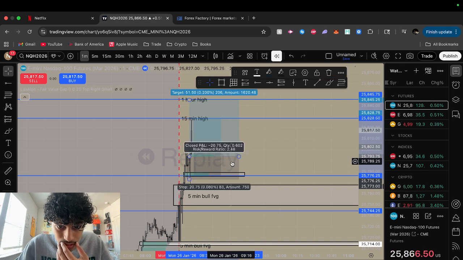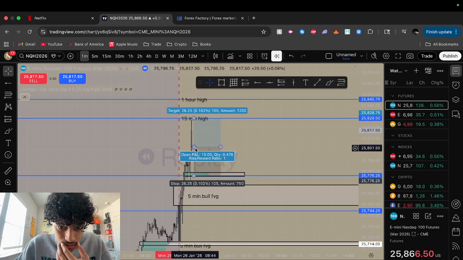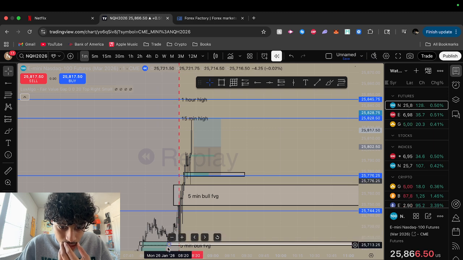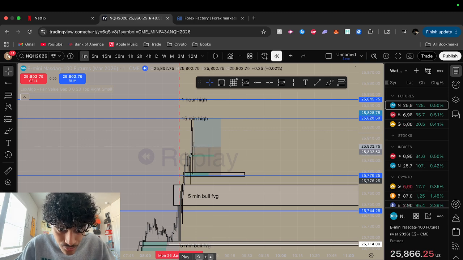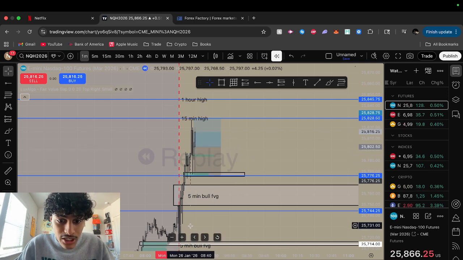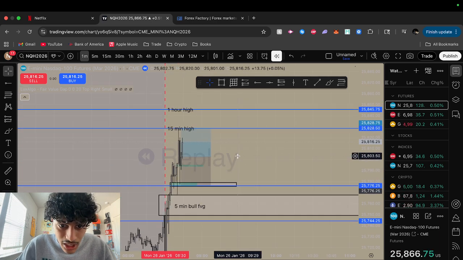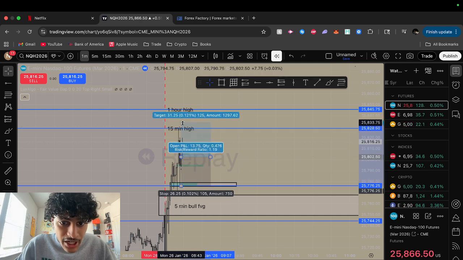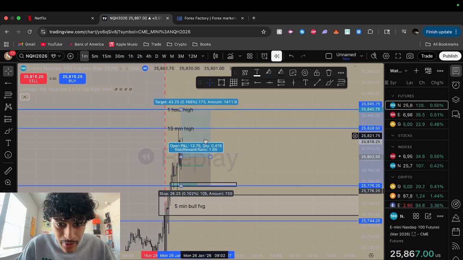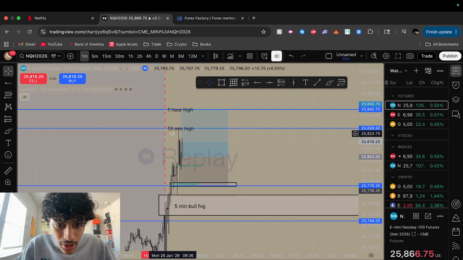This is what I took right here. That was my entry right there. Now the reason I took this trade is it's obvious that we want to take out the 15-minute high. And initially my trade was actually this, if I'm being completely honest. I knew we wanted to take out the 50-minute high and maybe this 1 hour high.